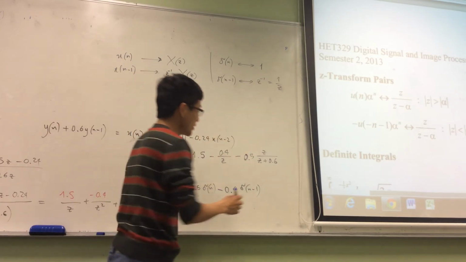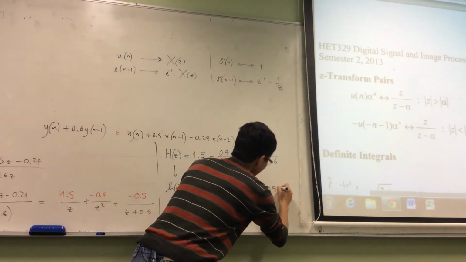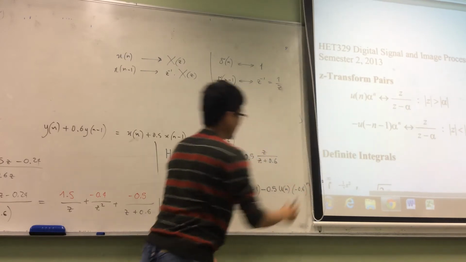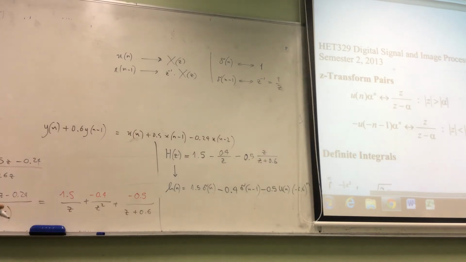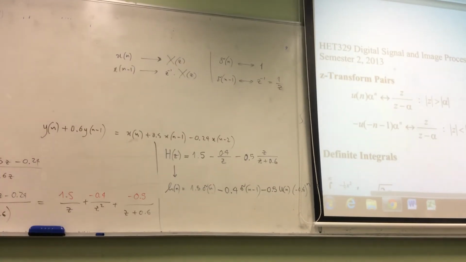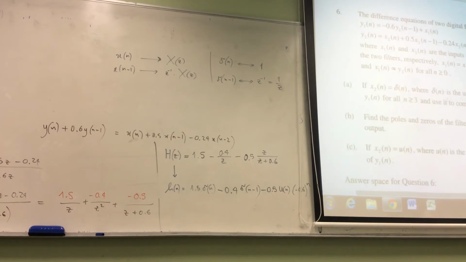First one. 0.5 u[n] minus 0.6 to the power n. Which is this one, yeah? First one. Yeah, that's it. It corresponds. That's what the question asked you.